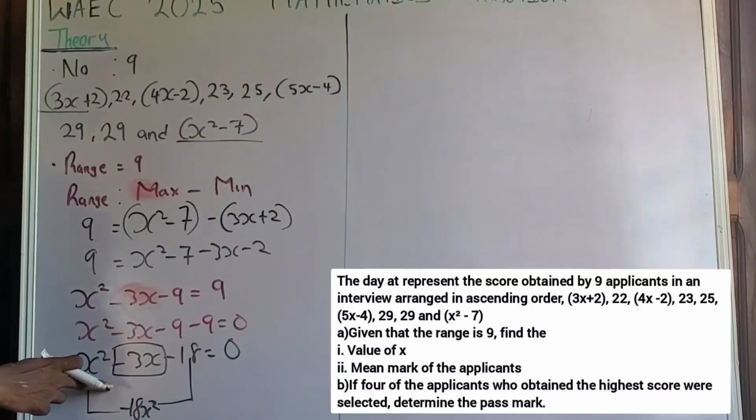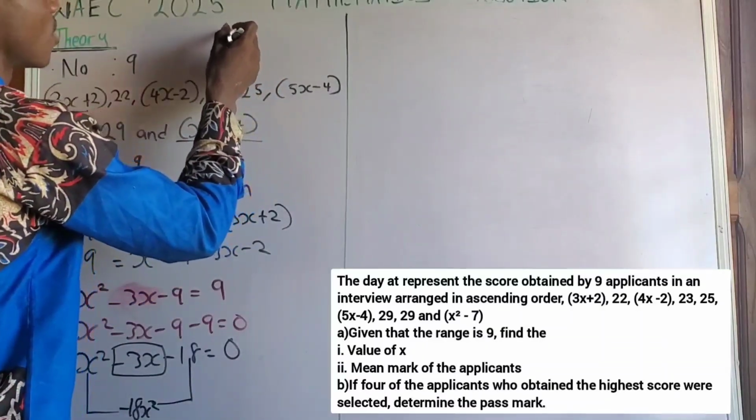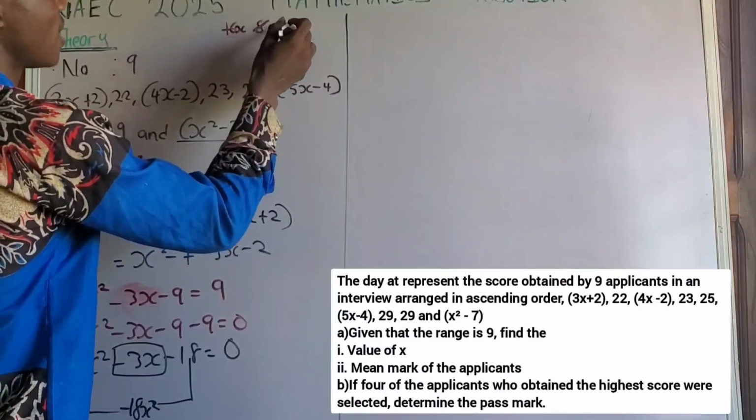Now listen to me carefully. To factorize this quadratic equation, you have to look for two numbers such that if you take their product, you're going to have -18x², and if you add them together, you're going to have -3x. What are they? Plus 6x and minus 3x.